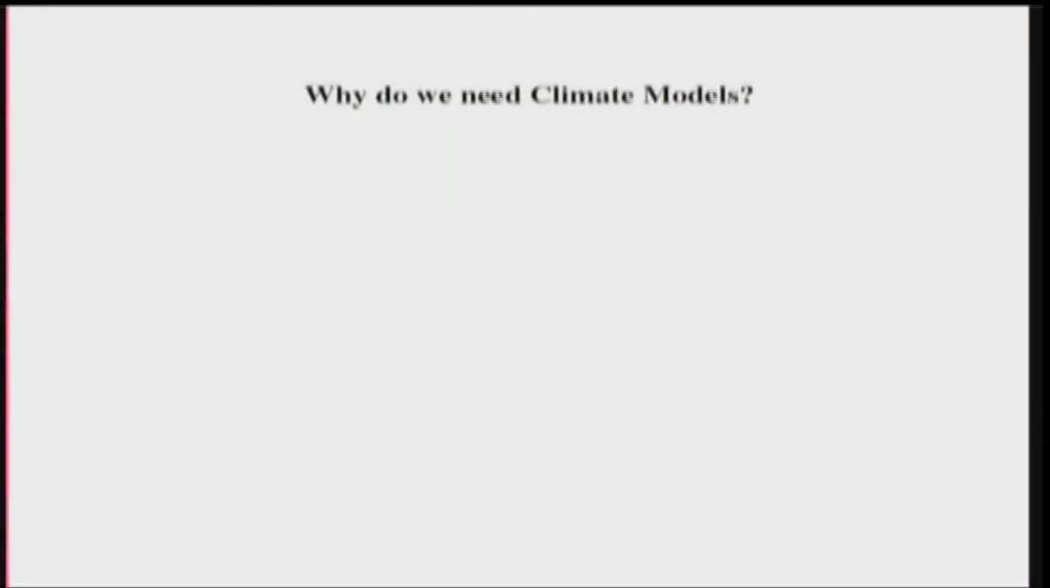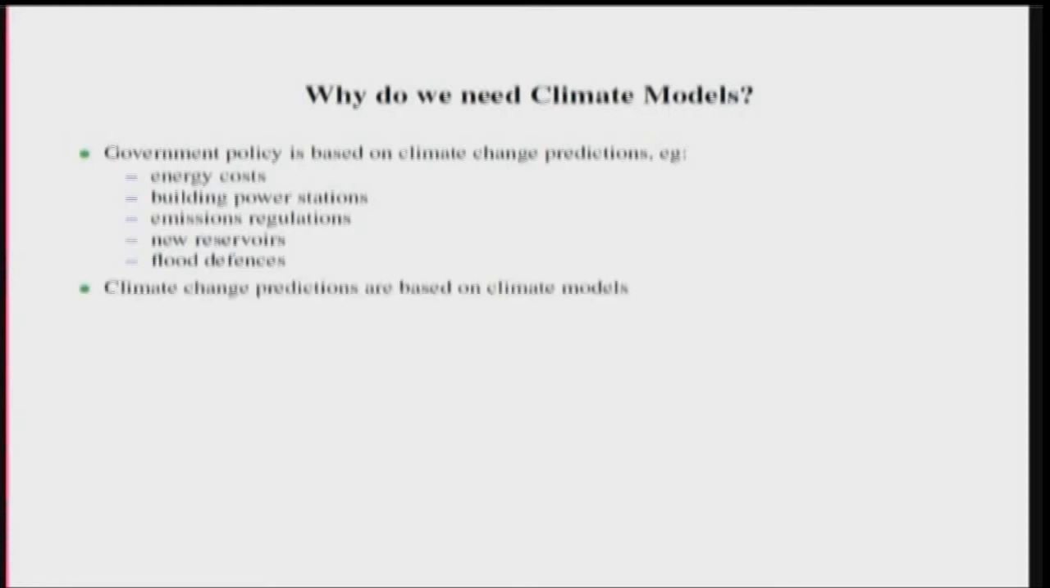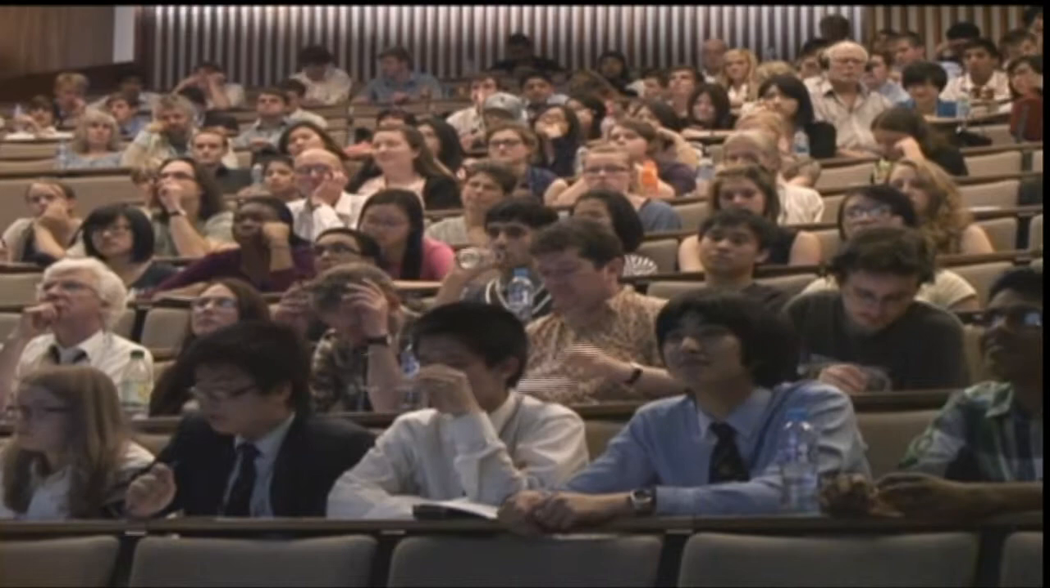First of all, I'm going to tell you why we need climate models, because as an applied mathematician, we don't do anything unless somebody needs it straight away. Government policy is based on climate change predictions. For example, they regulate energy costs, and they regulate where to build power stations, how many power stations. They set emission regulations. They decide when and how many new reservoirs to build, where to build flood defences. And all of these policies are based on climate change. So you cannot make any of these policies without a climate model to make predictions in order to make decisions about all these ways that we spend money.